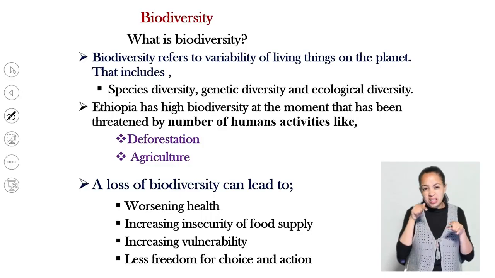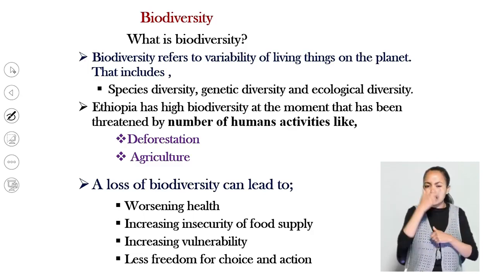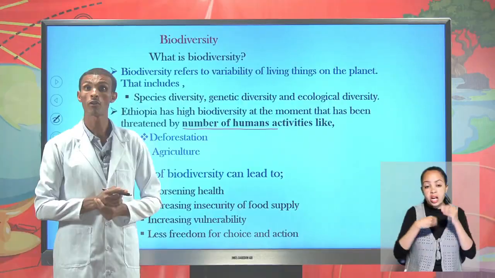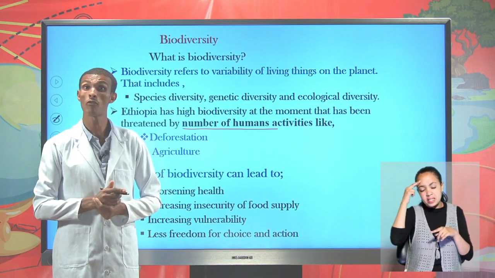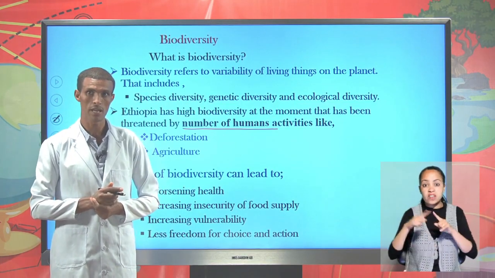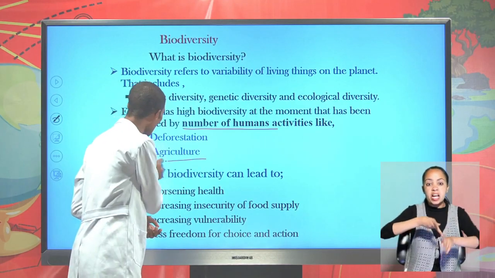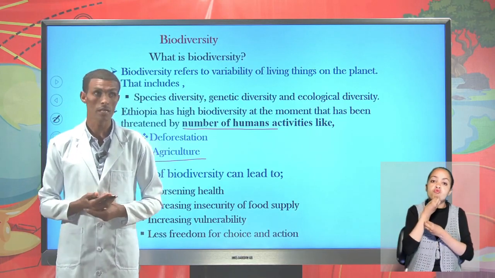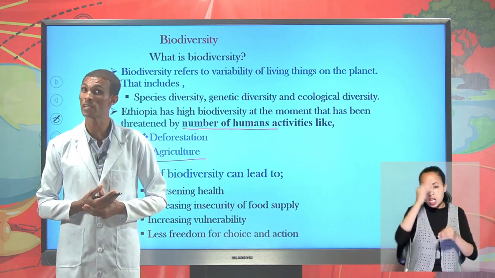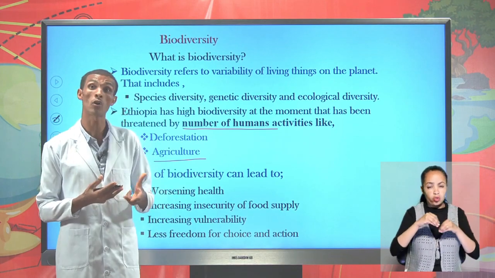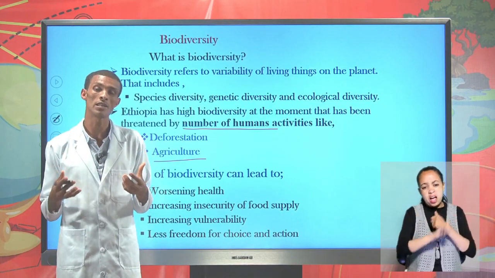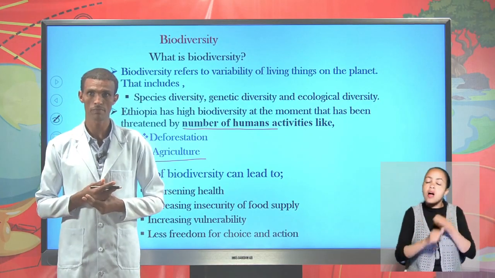But this biodiversity is widely affected by human-related activity, like deforestation, cutting of forests for different purposes, and agricultural activity. For the sake of overcoming food insecurity, these two human activities lead to the heavy loss of our biodiversity. By that, we human beings affect our biodiversity more than any other species.